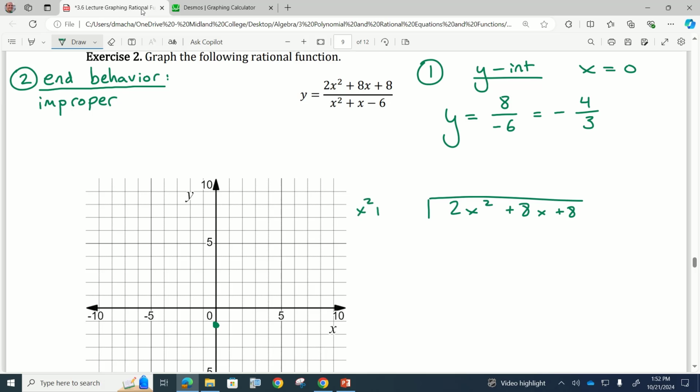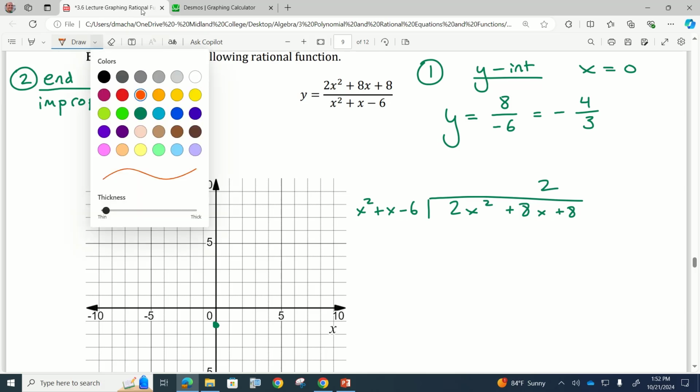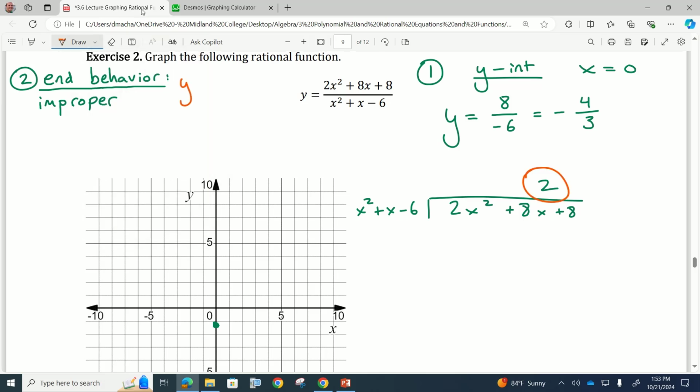And I ask the question, what times x squared gives me 2x squared? 2. And whenever I multiply and I subtract and whatever, I'm going to get my remainder. But remember, I don't care about my remainder. I'm only trying to figure out the end behavior, and the end behavior is the quotient. And this is my quotient. So my end behavior approaches the line y equals 2. And I don't have to do any more long division.